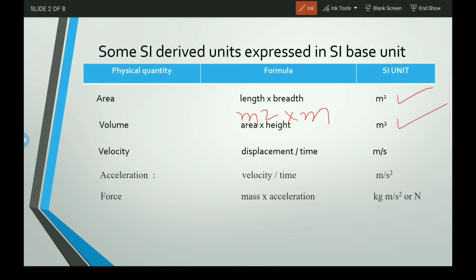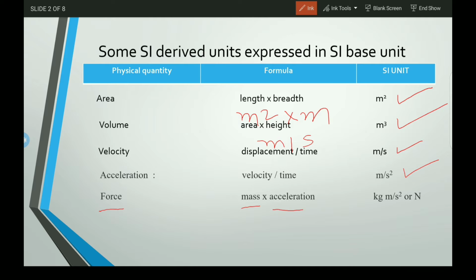Next quantity is velocity. The formula for velocity is displacement upon time. The unit for displacement is meter and the unit for time is second. So the unit becomes meter per second. Next quantity is acceleration. The formula is velocity upon time. The unit for velocity is meter per second and when it is divided by second, its unit becomes meter per second square.